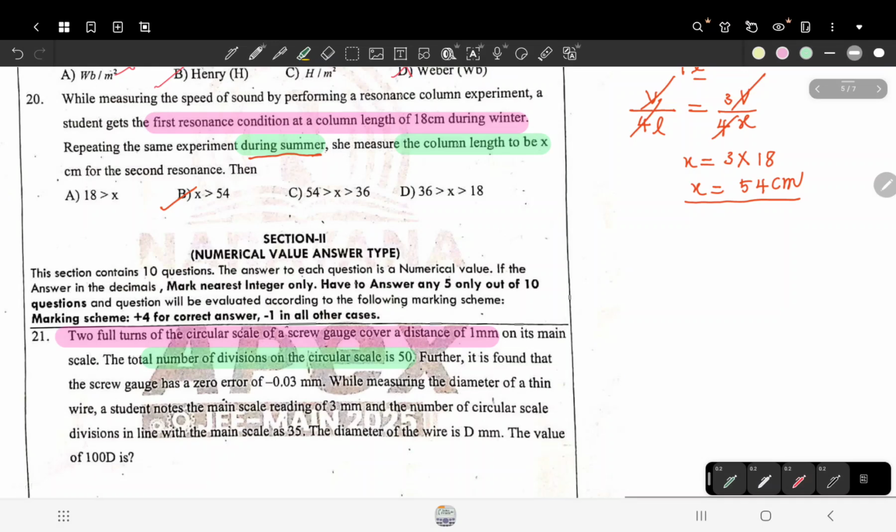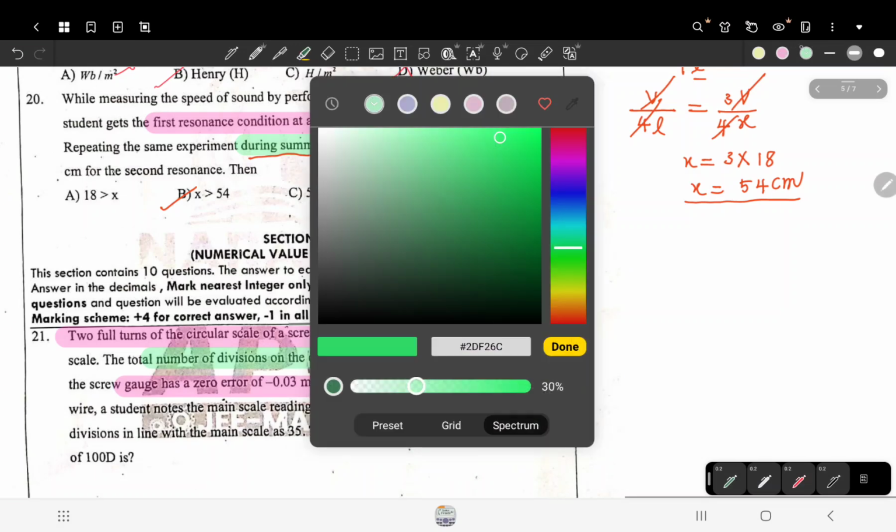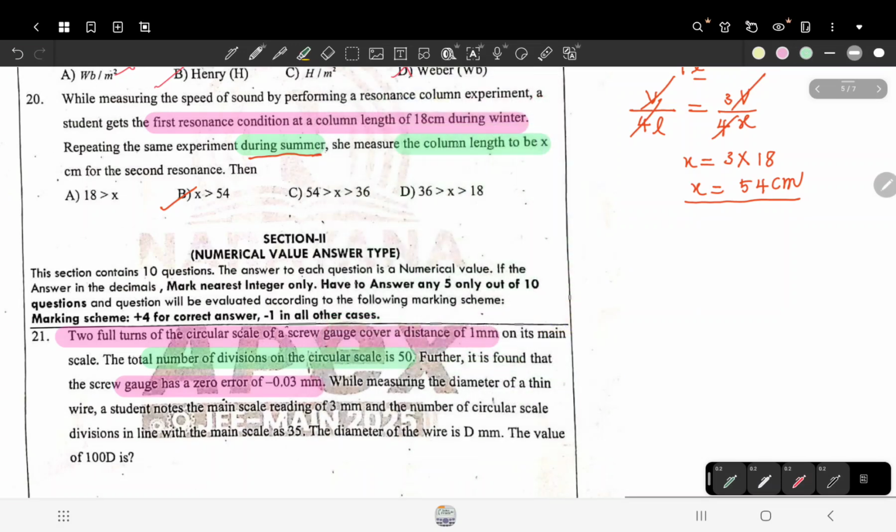Further, it is found that the screw gauge has a zero error. So that's also important, I need to find the error. He has given it as a negative error himself, right? While measuring the diameter of a thin wire, a student notes the main scale reading is 3 mm and the circular scale reading as 35. Then we have to calculate. That was easy, right? Everything was given by him. We only need to calculate the least count.